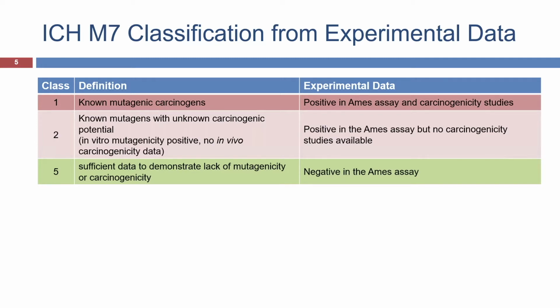A class 2 compound will probably have a positive Ames assay or other data that indicates that it's a mutagen, but there are no carcinogenicity studies available. And a class 5 compound will have sufficient experimental data to demonstrate that there is lack of mutagenicity or carcinogenicity. So we know that this is not an alerting compound.